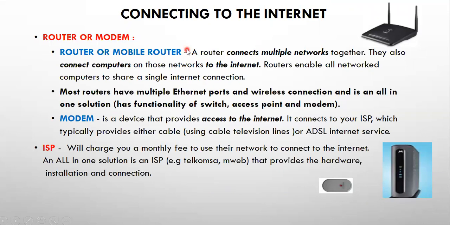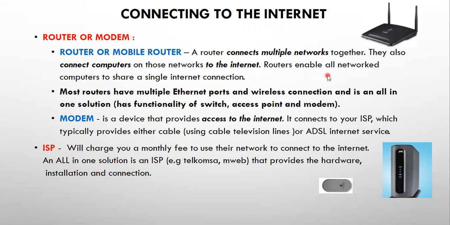Next, to connect to the internet, you need a router or modem. Now your router or mobile router, right? A router connects multiple networks together. So they connect networks. The key word is connection of networks, not only devices or computers in a network, but they connect networks. They also connect computers on those networks to the internet. So it connects networks and can connect you to the internet.